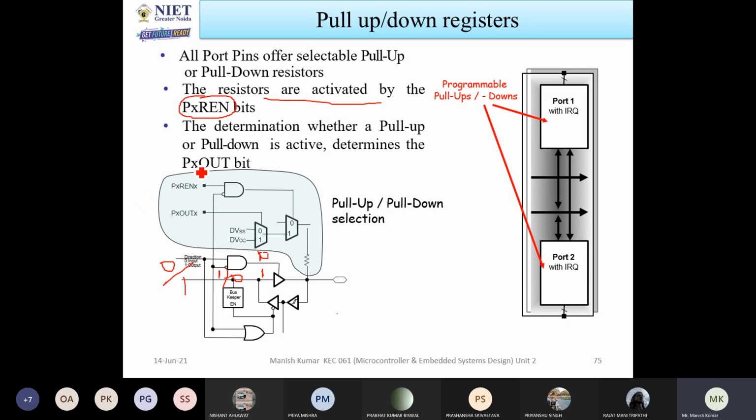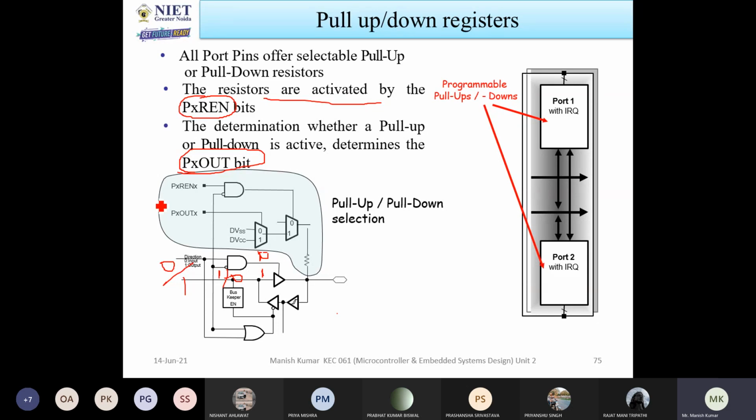And now with the help of the PX bit, it will depend on whether you want to use pull-up resistors or pull-down resistors. With the help of the PXOUT bit, you can configure the output, which means you can control the output as either 0 or 1. Now you can see the diagram below. With the help of the diagram, try to understand.